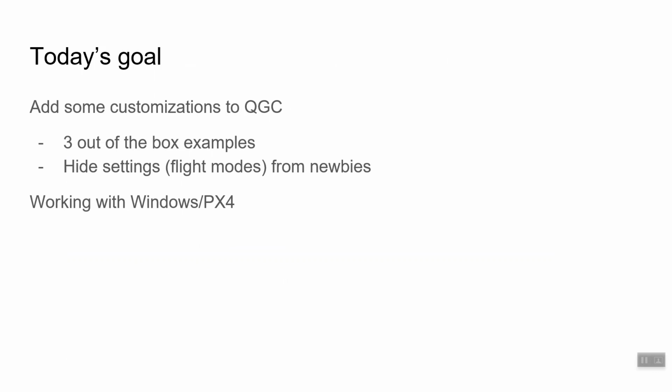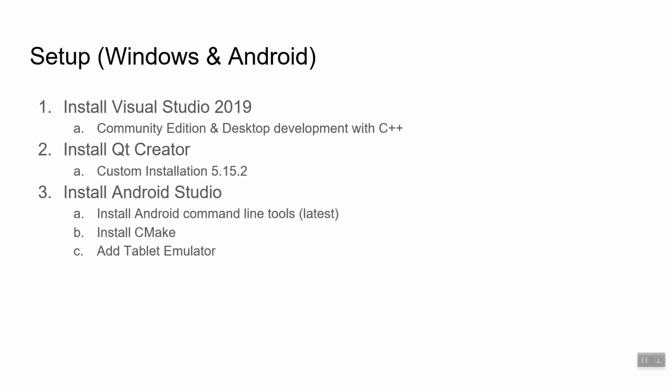So today's goal is to add some customizations to QGC. I'm really just going to talk about the 3 out-of-the-box examples. We have some other examples too for hiding settings. I'm not finished that yet, so I will put it up later when I'm finished. And then this is all working with Windows. If I'm using the Orange Cube, it's ArduPilot, but you could get it to work on PX4 as well.